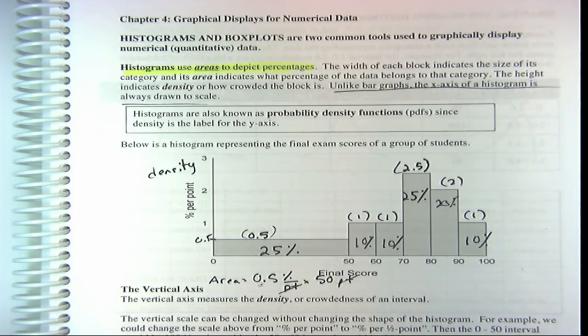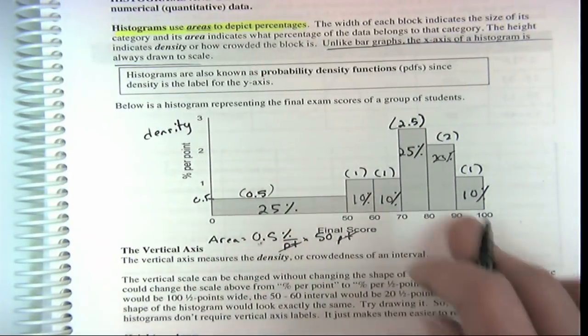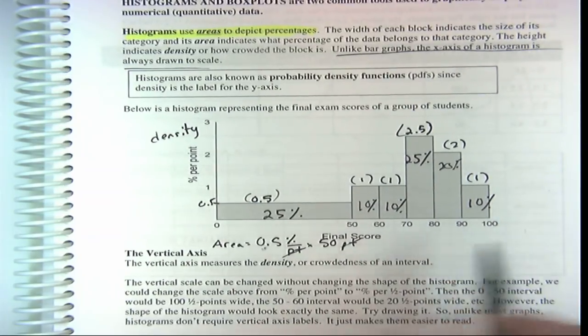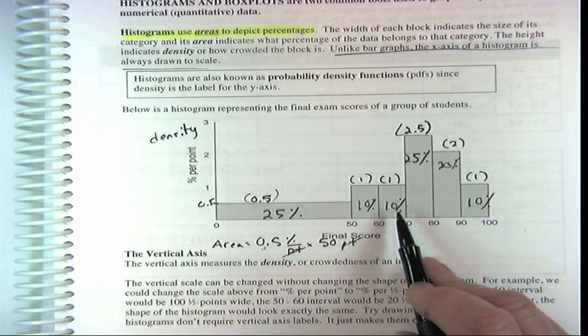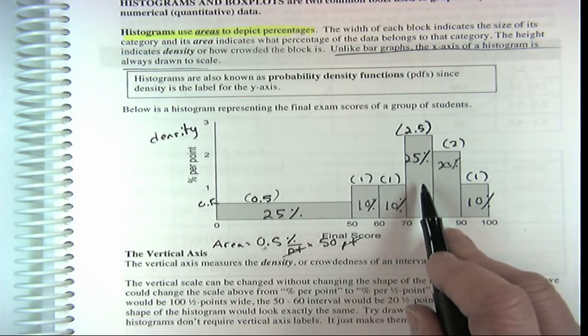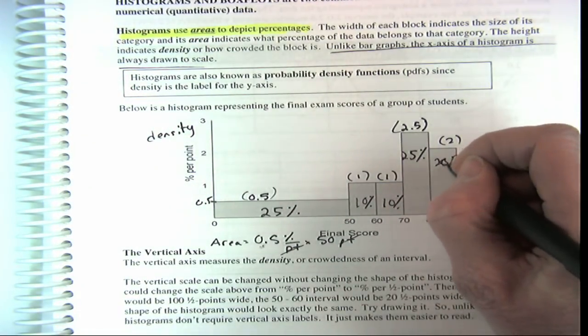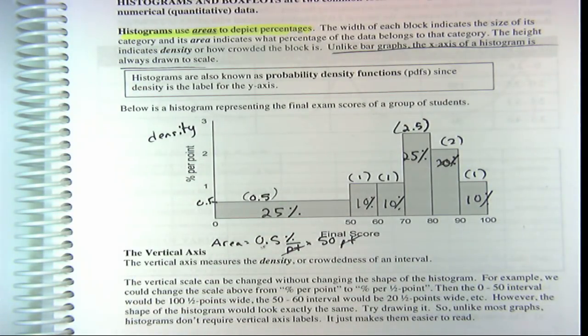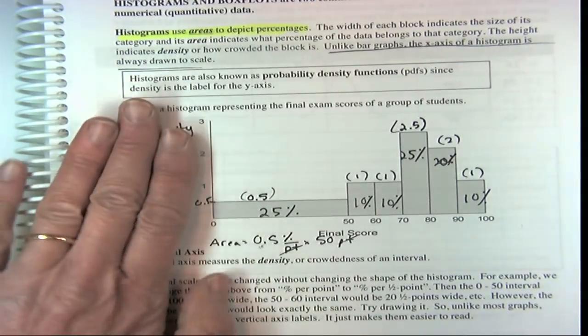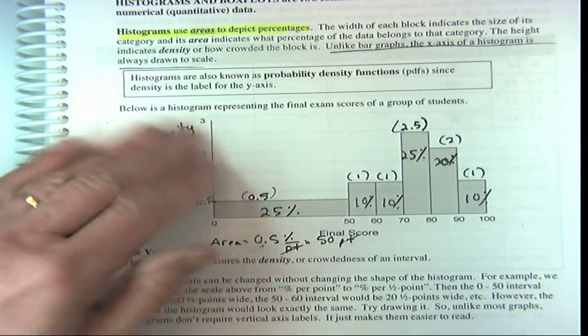And what should they all add up to? To make sure that you did it right, they should all add up to 100%. So make sure they did. 25, 35, 45, 70. This is a 90 and 100. Okay? Any questions on that?